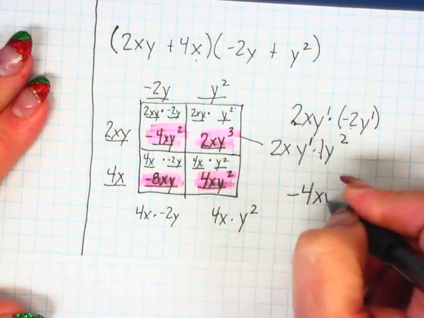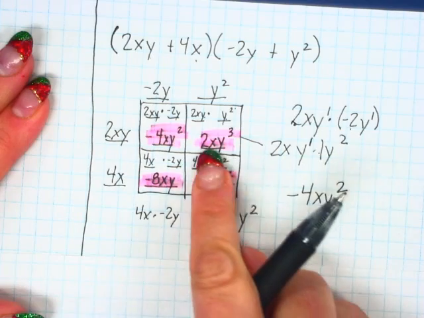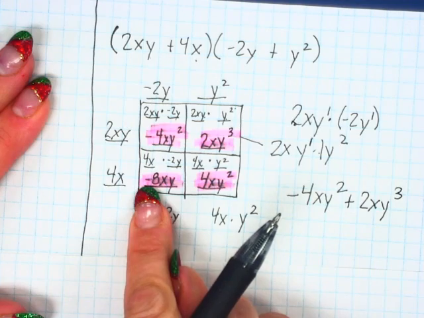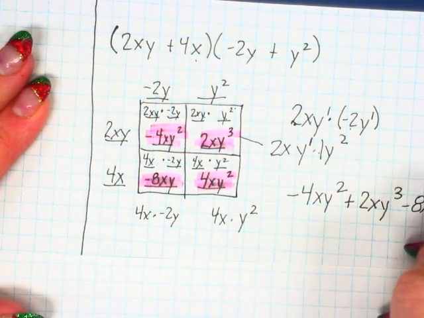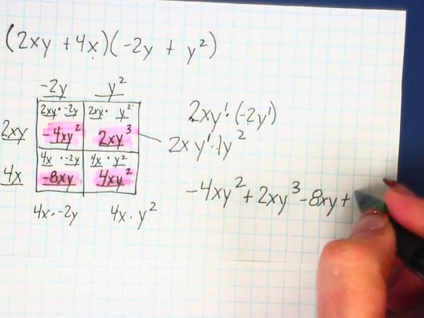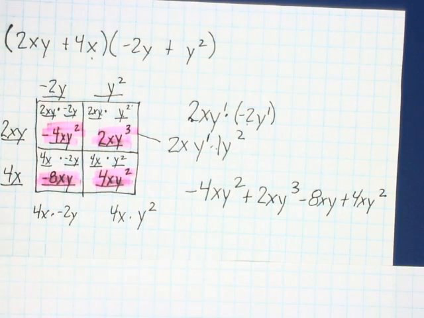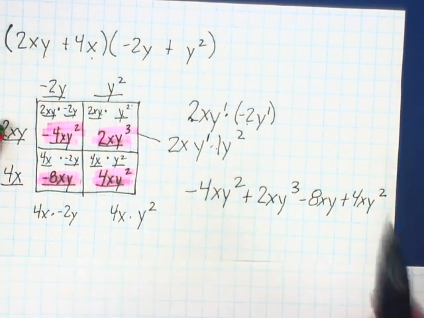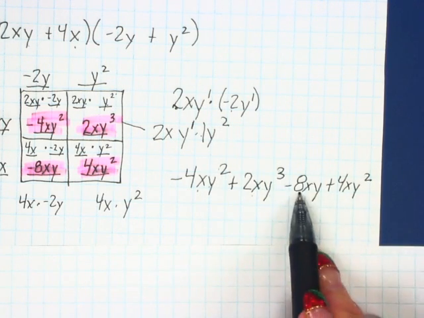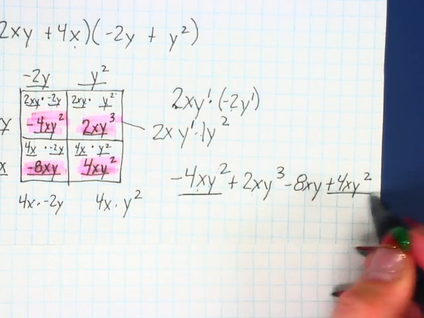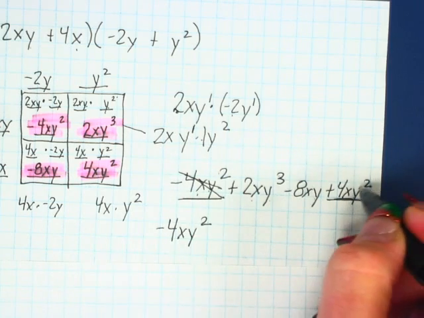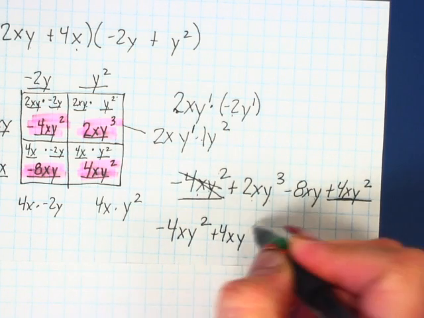So minus 4xy squared, I use that negative. This is a positive, so I say plus 2xy to the third. This is a negative, minus 8xy. Move that over. And then in this box, plus 4xy squared. Looking for collecting your like terms. So in this case, here's an x with a y squared. This is xy to the third. This is xy, and there's an xy squared. So we'll put those together, minus 4xy squared and plus 4xy squared.